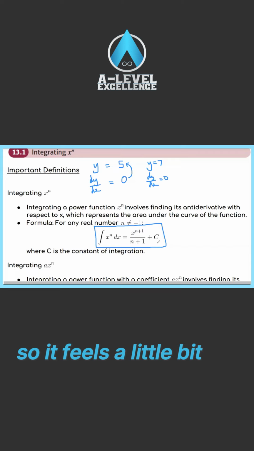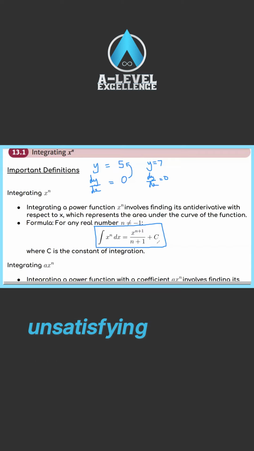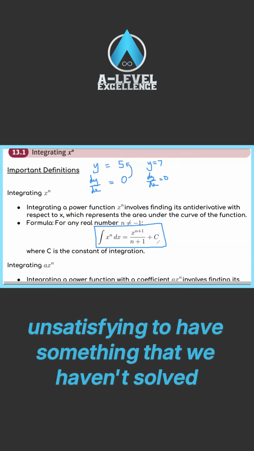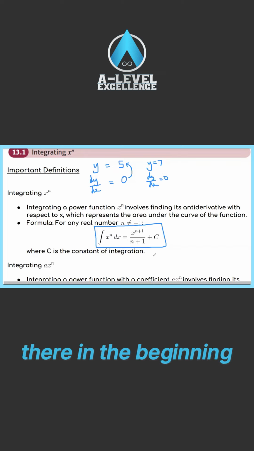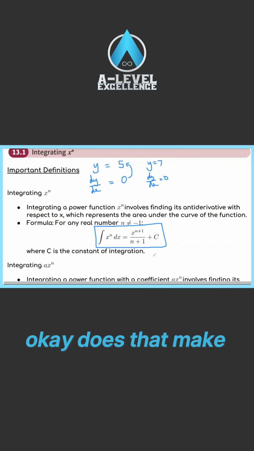So it feels a little bit unsatisfying to have something that we haven't solved at the end, but it's the easiest way to do it. It's like a catch-all for any number that may or may not have been there in the beginning. Okay. Does that make sense?